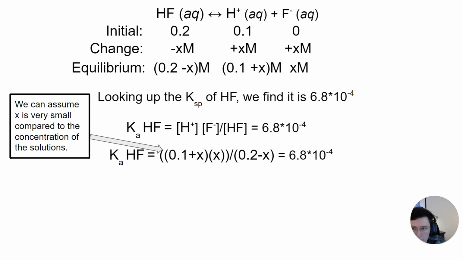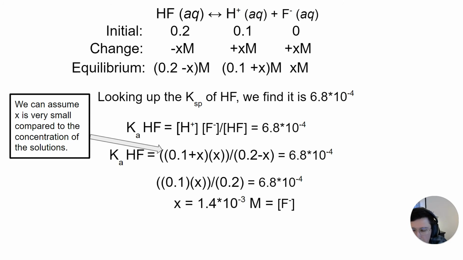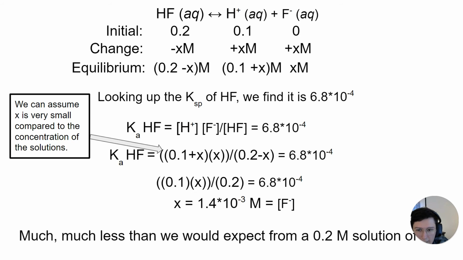And so whenever we're comparing it to these existing concentrations, we can just assume that x is essentially going to be a rounding error, and we can discount it, which gets us out of a quadratic nightmare and instead gives us a pretty easy algebra question of solving for x here. And that gets us 1.4 times 10 to the negative 3 moles of fluoride in the water, which is much, much less than we would expect of a 0.2 molar solution of acid.